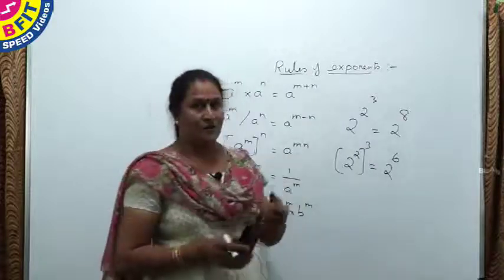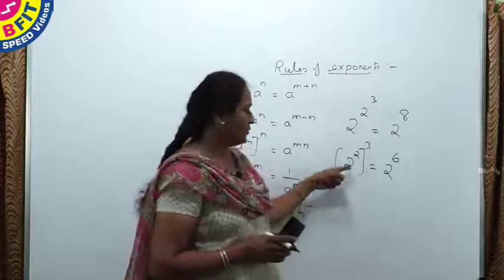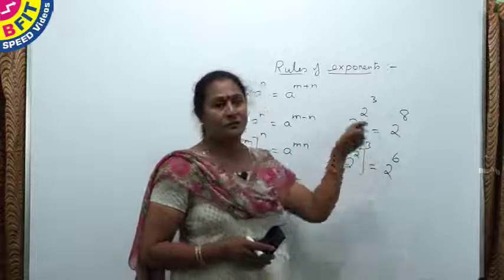So understand the concepts and attend the question. These are all simple concepts. So 2 power 2, the whole power 3 is 2 power 6. 2 power 2 cube is 2 power 8.